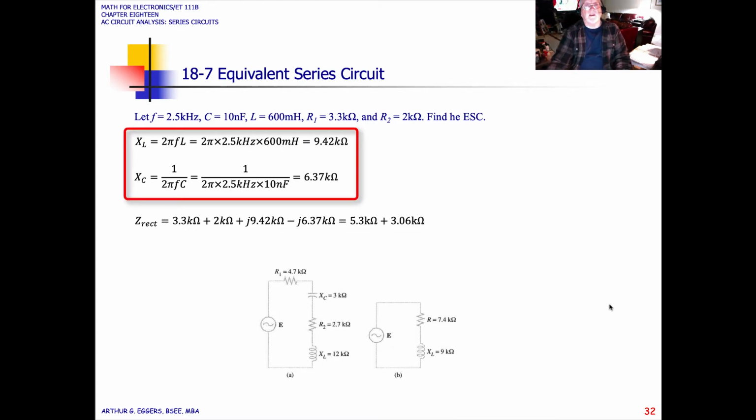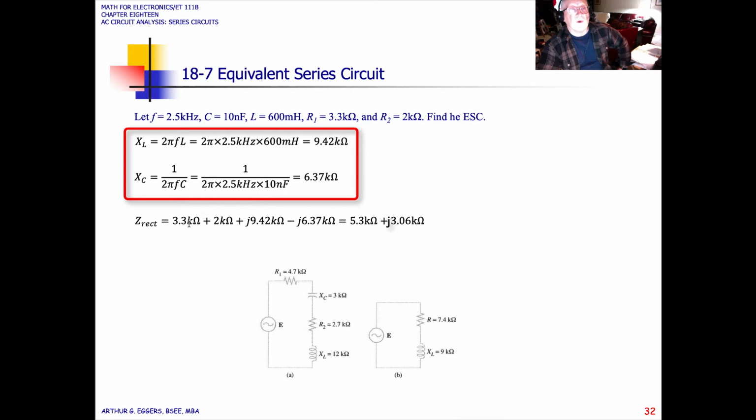In dealing with equivalent circuits, we can also use our relationships for solving for X sub C or X sub L. In doing so, with given values, a frequency of 2.5 kilohertz, a capacitor of 10 nanofarads, an inductor at 600 millihenries, and R1 and R2, they want us to find the equivalent. At this point, we need to first find the ohmic value of the inductor, which gives us 9.42 k ohms, and the ohmic value of the capacitor, which gives us 6.37 k ohms.